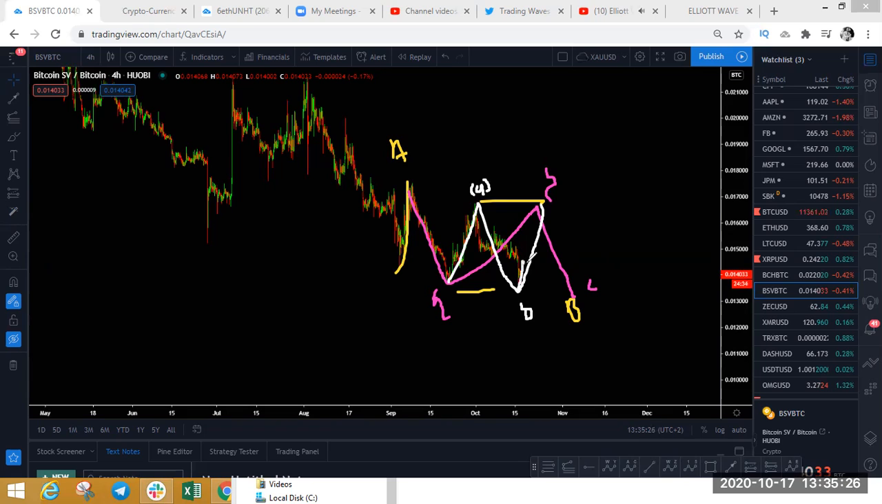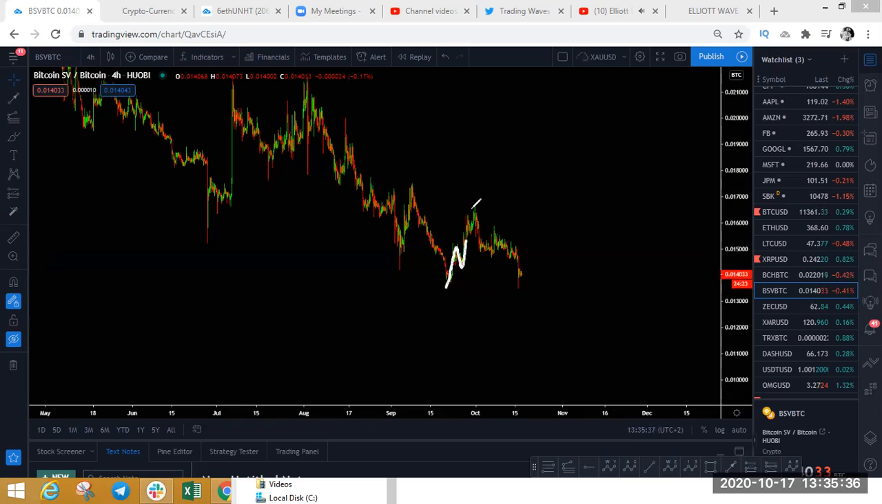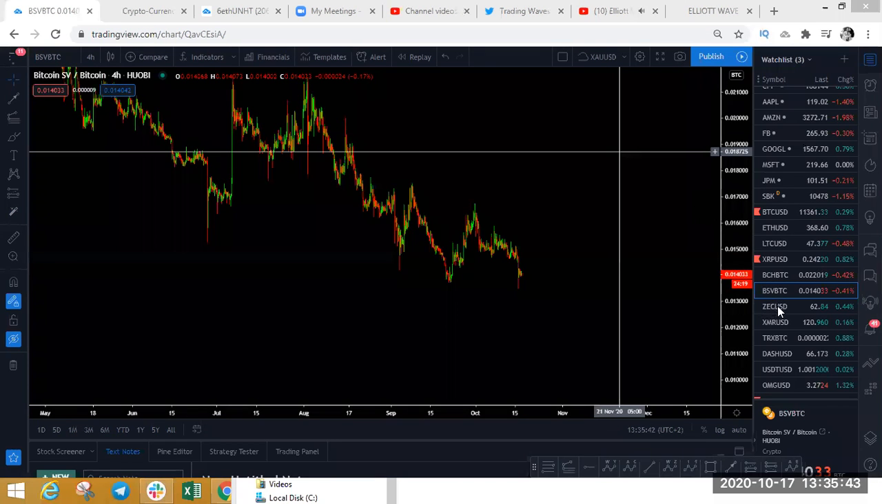So there's a likelihood that you get a bounce here to complete this C here on the white degree before we get the purple downside. Let's watch how this goes here. Otherwise, if that does not happen, that means this is all a correction and we're coming down. But it's very likely that we get a bounce here on the Satoshi Vision.